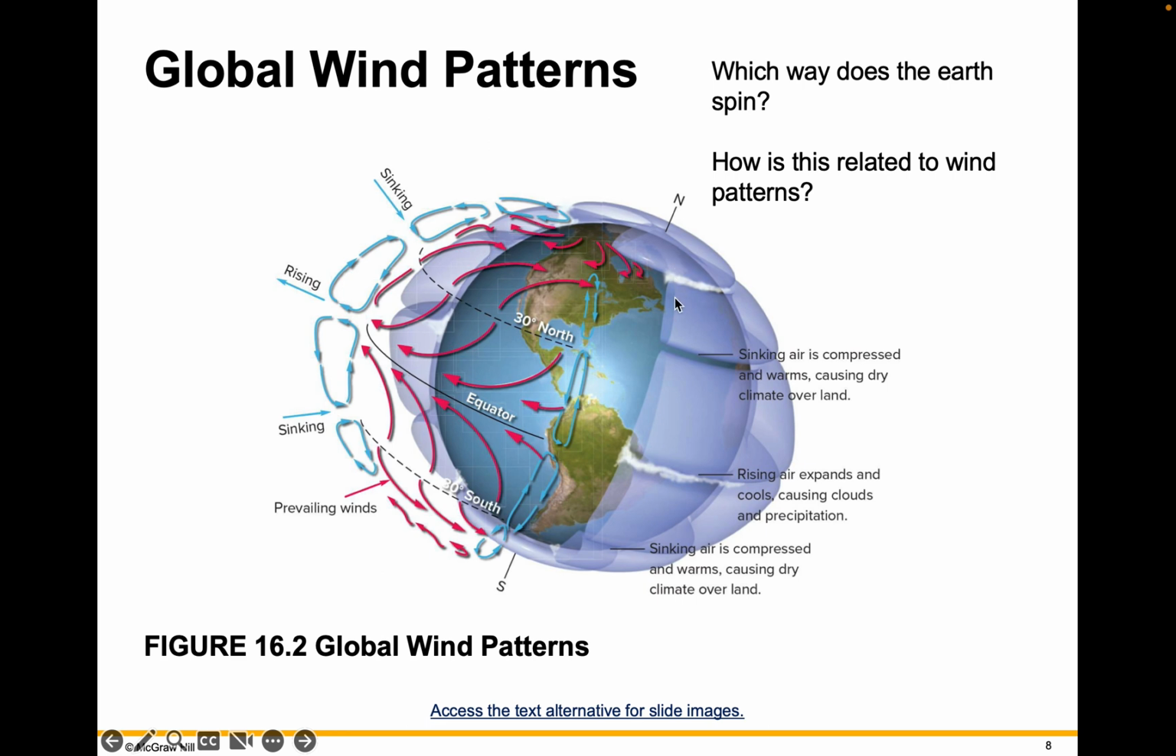So the earth spins from east to west, right? So the earth is spinning this way. And that means that the general flow of air underneath is going to be moving at the same direction along the equator. So I want you to think about which way the earth spins and how does that relate to the wind patterns that we see here in this image.